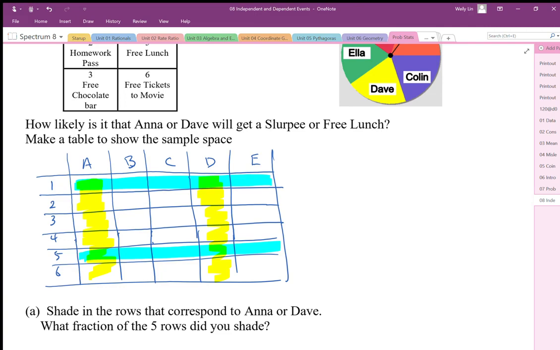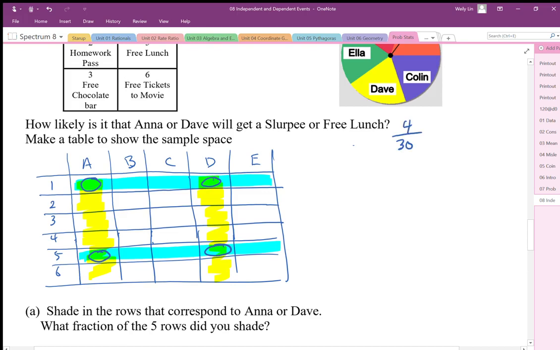In this case here, we're going to interpret this as how likely is it that Anna or Dave, just those 2 people, get a Slurpee or free lunch, just those 2 prizes. If we interpret it in that way, this is Anna getting a Slurpee, this is Dave getting a Slurpee, this is Anna getting a free lunch, and this is Dave getting a free lunch. If we interpret it that way, the probability works out to be 4 out of 30.